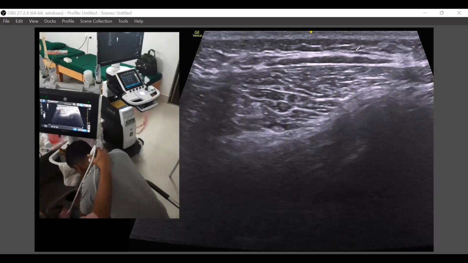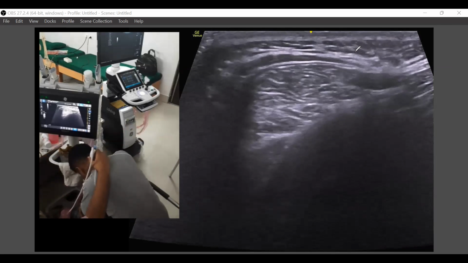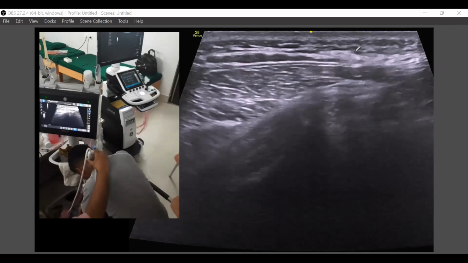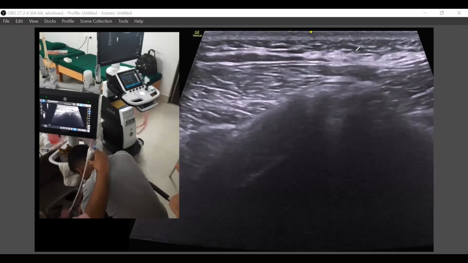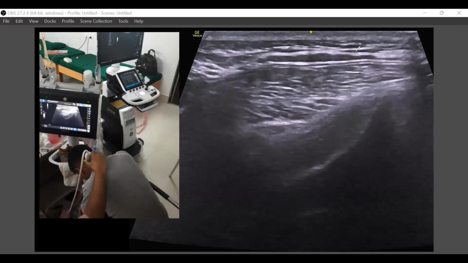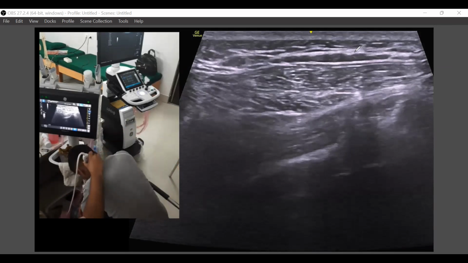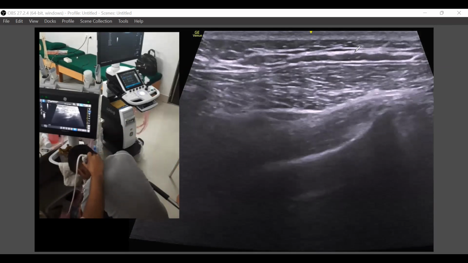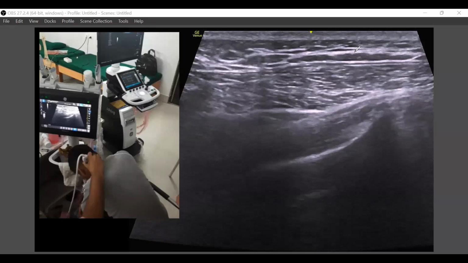So again, I'm unfreezing, and again you just look at these two dots and look at my probe position. So I am over C2, and now I am going laterally, now tilting the probe, and at this position I am just moving up and down, and you can see this.